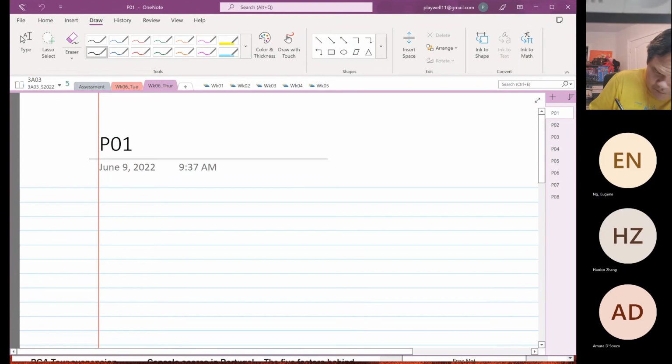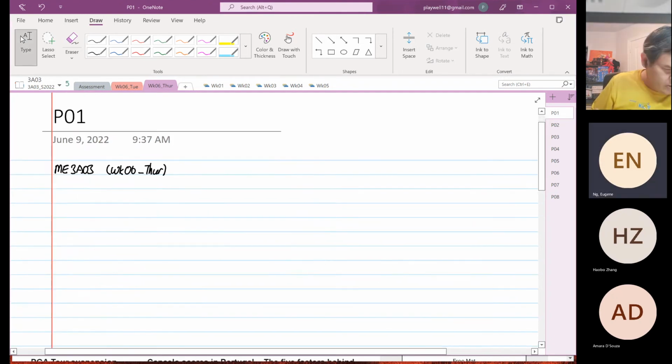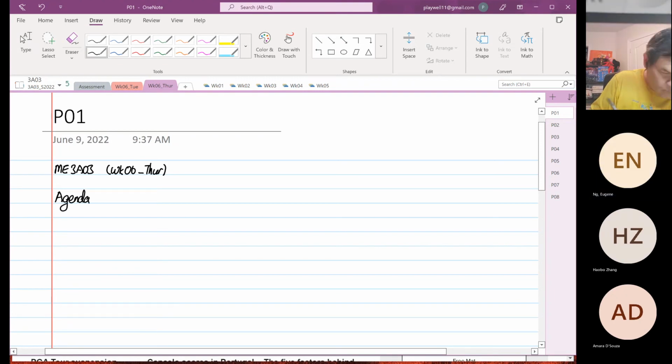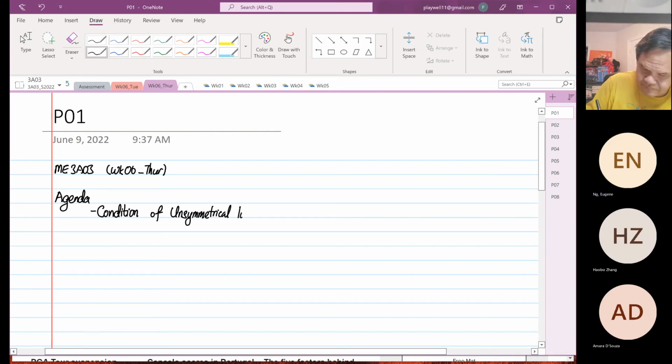Today, this is week 6, and today is a Thursday. Today we are going to do still under shearing stress, on the condition of unsymmetrical loading of thin wall section.